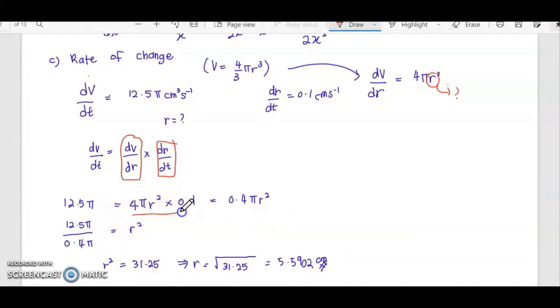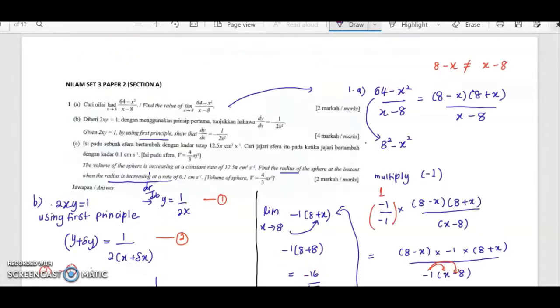Okay, and then this one kita multiply dapat 0.4 pi r square. Kita bahagikan dan dapat r square equal to 31.25. So r kita square root of it and then we get r equal to 5.5902 centimeter. That is the radius. Find the radius tadi yang dia minta.